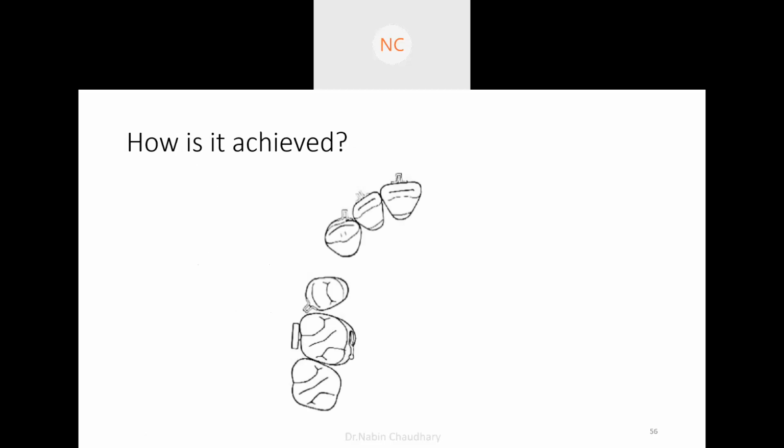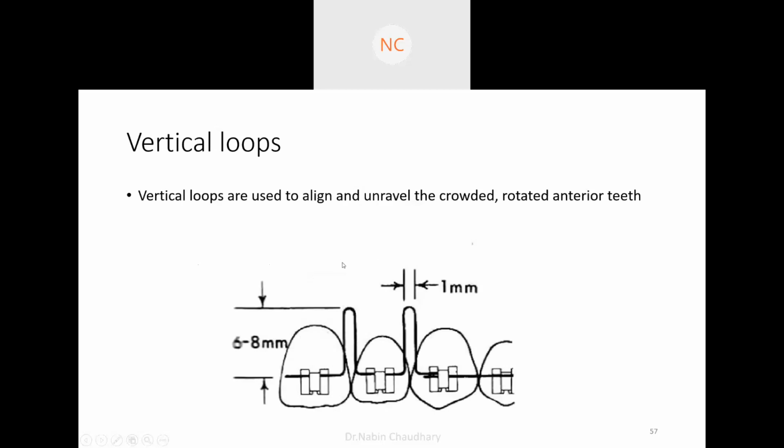So how can these objectives be achieved? In this case, there is a rotated canine and premolar. So the Begg bracket is positioned more medially, and in case of the premolar, it is more distally, so that overcorrection of this tooth can be achieved. Also, vertical loops can be incorporated as well, so that we can align and unravel the crowded and rotated anterior teeth. This vertical loop is generally 6 to 8 mm in height, and the width is approximately 1 mm.